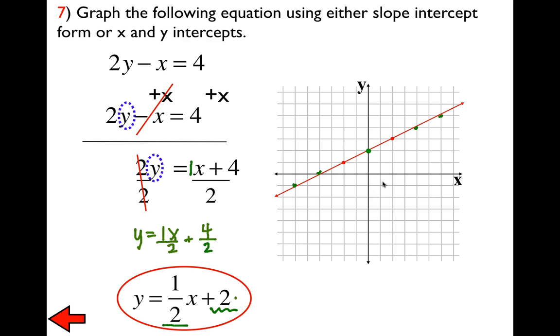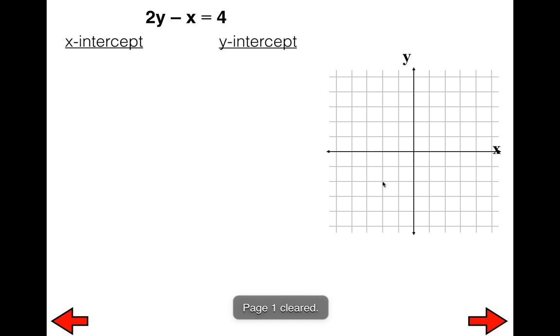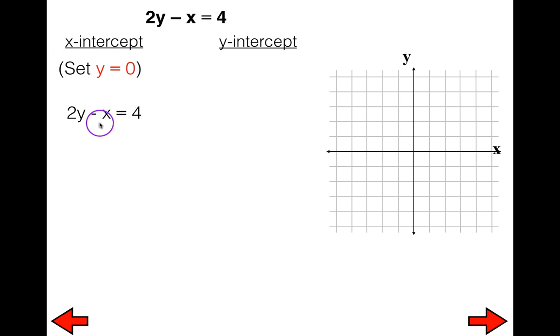I can go ahead and convert this equation to slope-intercept form, or I can use what I learned yesterday. I can use x and y-intercepts to graph. So here, if I wanted to find the x-intercept, I'm going to go ahead and set y equal to 0. Once I do that, I'm going to solve, and I'm going to get negative x equals 4.